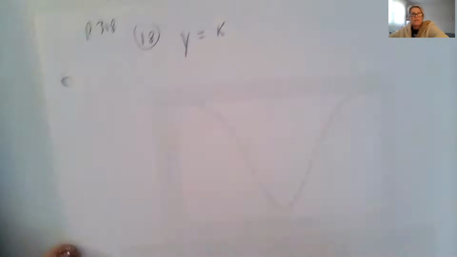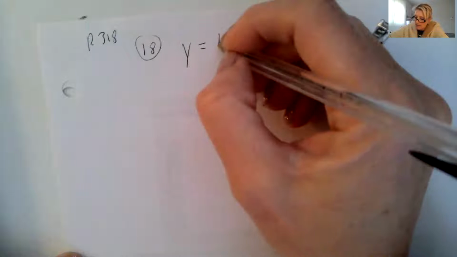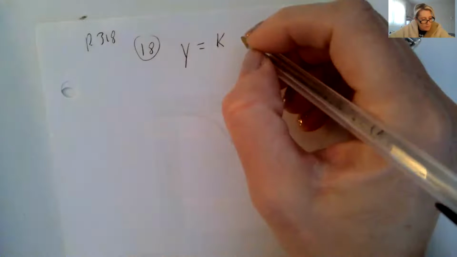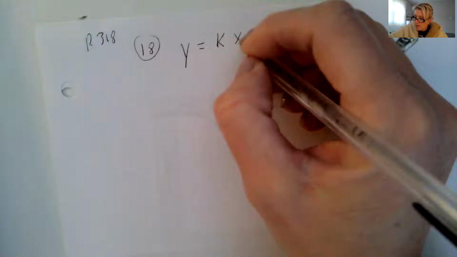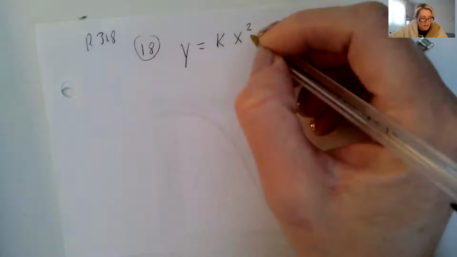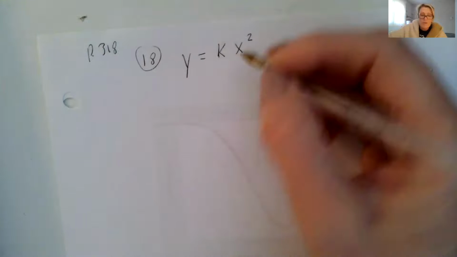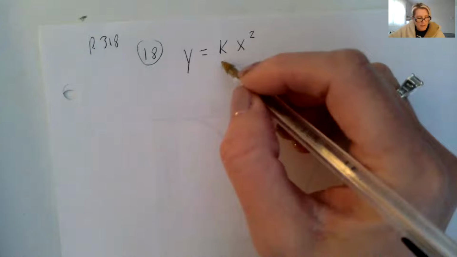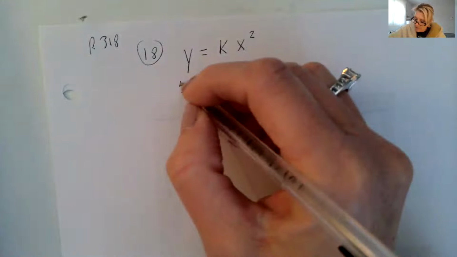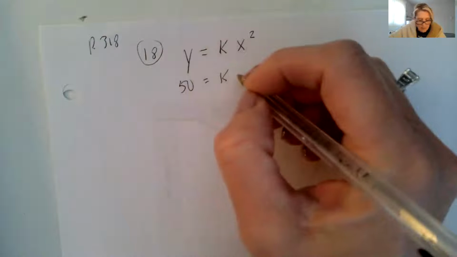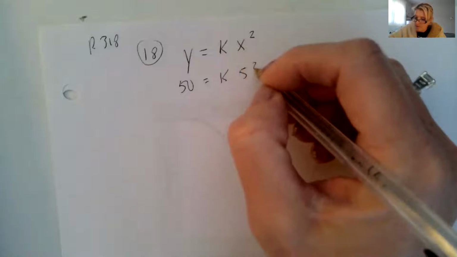Y varies directly means that there's going to be some constant of variation, this proportionality constant k, multiplied by x, because they vary directly with the square of x. So we have to square x. Once we have this, our goal is to find out what k equals so we can write our full equation. So we know that y is 50 when x is 5.